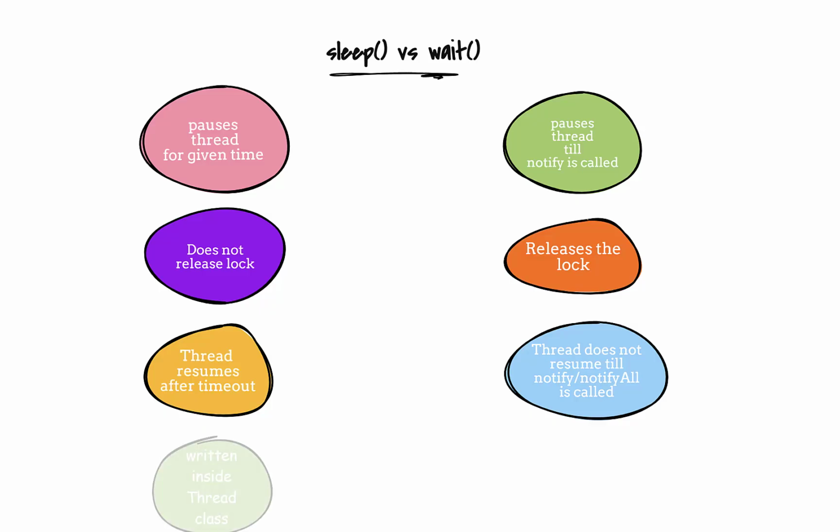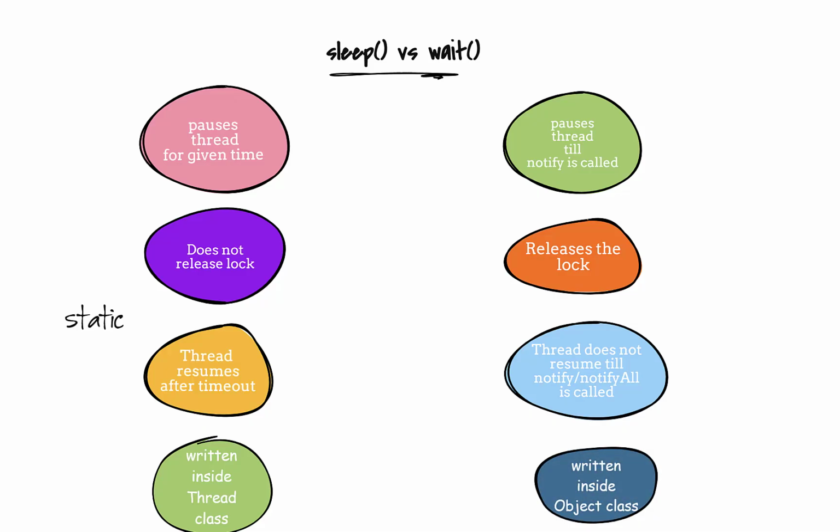Also, the sleep method is written inside the Thread class. The wait method is written in the Object class. Finally, sleep is a static method. Wait, on the other hand, is a non-static method.